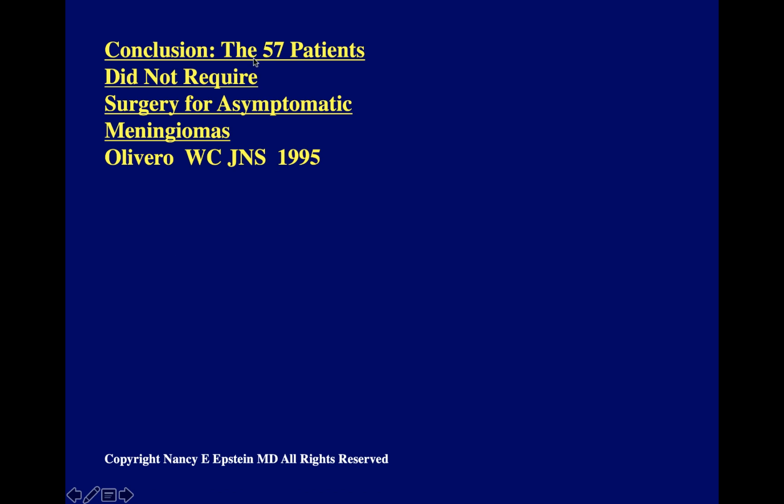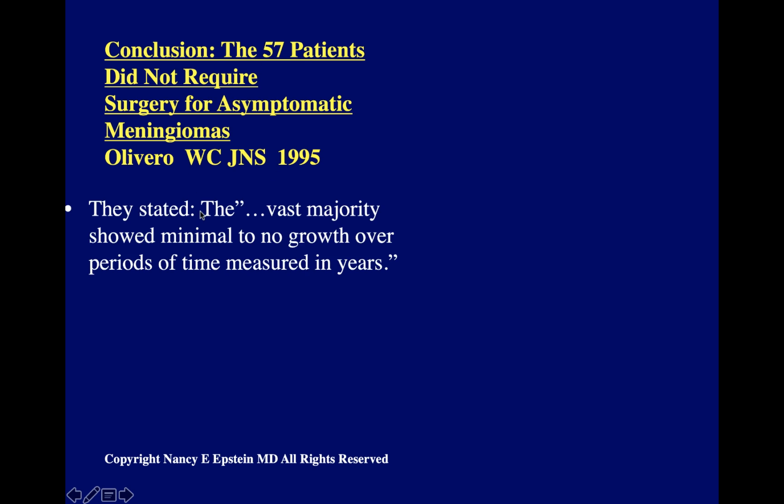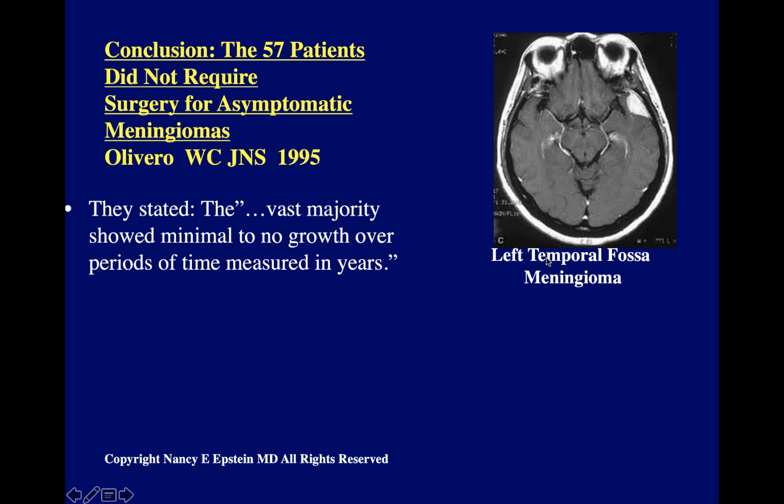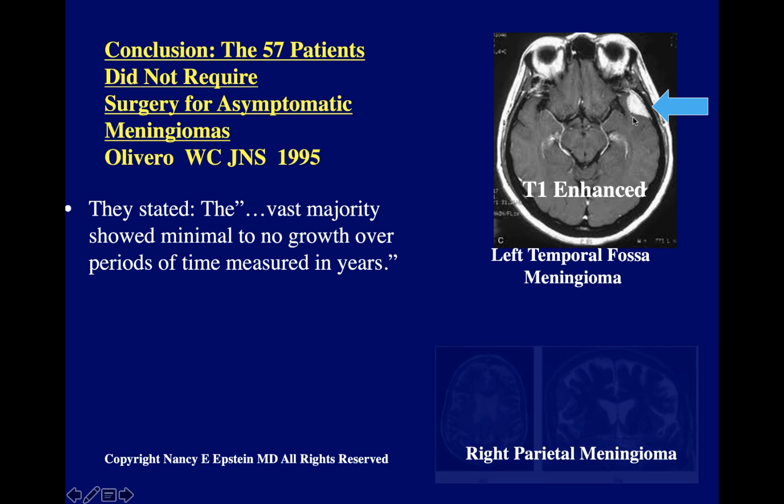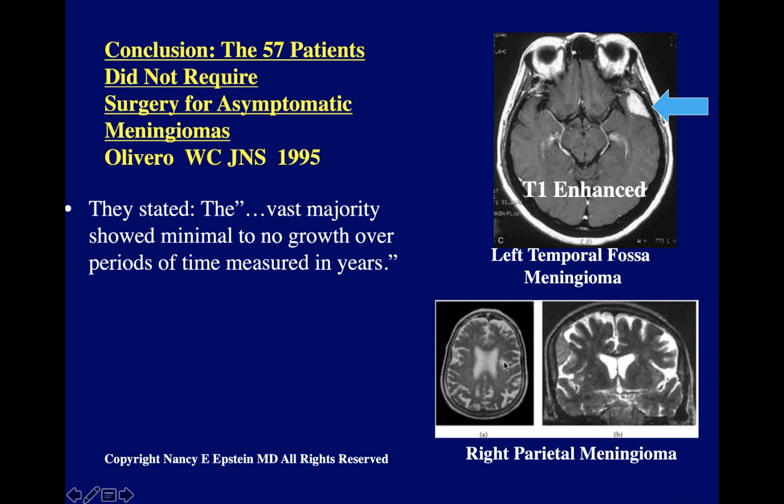They concluded that for these 57 asymptomatic patients who did not require surgery, quote, the vast majority showed minimal to no growth over periods of time measured in years. And again, an example of a left temporal fossa incidental meningioma seen on a T1 enhanced axial MR, and a right parietal meningioma, again incidental, located here on a T2 coronal study.